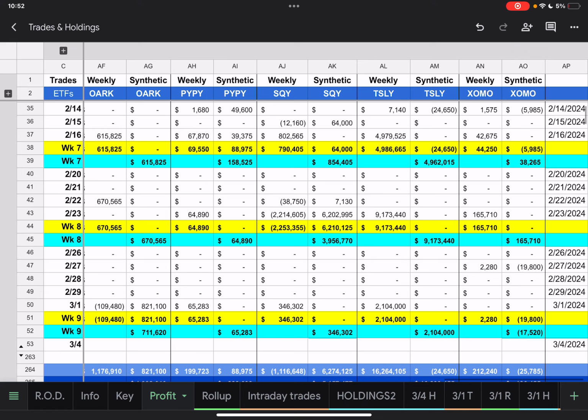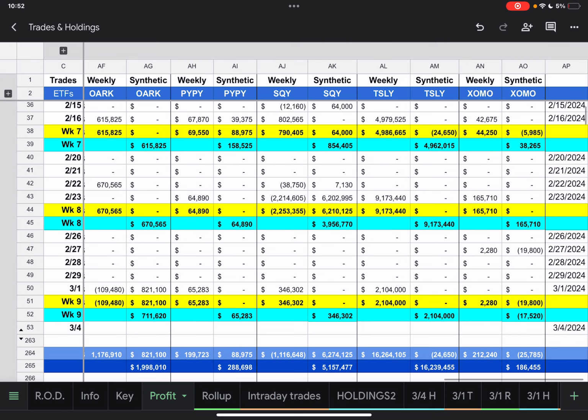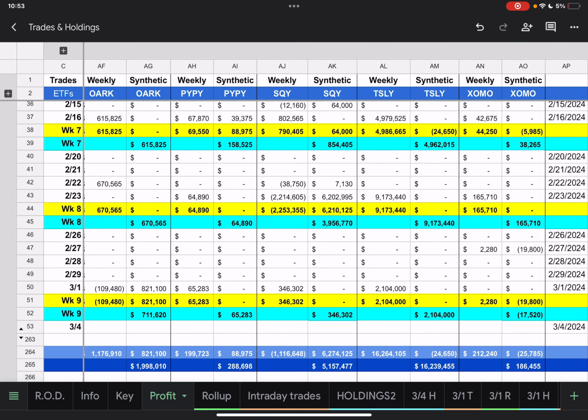So Block, or SQY. Let's see. Ooh, we had a bad week 8 right there, or not a bad one, but for our weekly short calls, we had negative 2.2 million on that one. But again, synthetics were closed out to cover that loss. So we had 854,000, then almost 4 million, then 346,000. And those 3 weeks total a loss for the weekly short call of negative 1.1 million. And then the synthetic, we gained 6.2 for an overall 5.2 million.